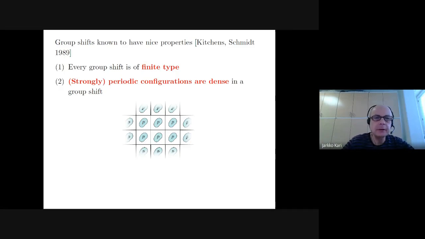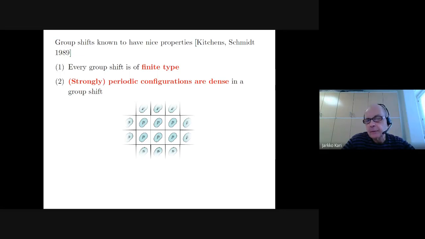And the second property is that periodic configurations are dense in a group shift. Let me explain what it means. It just means that if you take any pattern which appears in some configuration of the group shift, then this pattern also appears in a periodic configuration. So all patterns of a group shift are present in periodic configurations of the group shift. And this is a property that is not true at all for arbitrary subshifts of finite type.